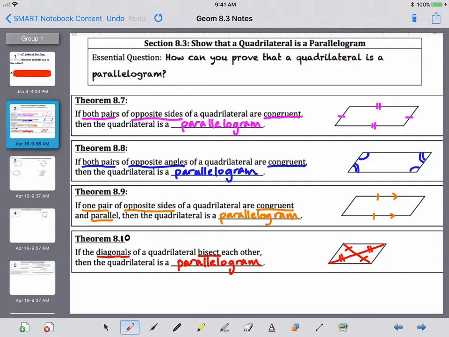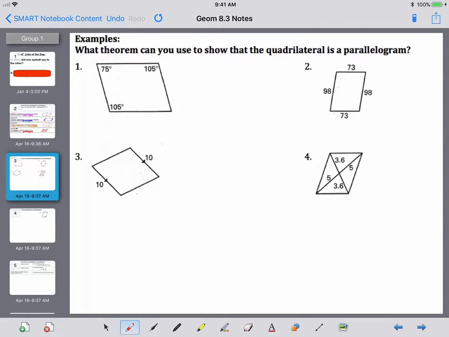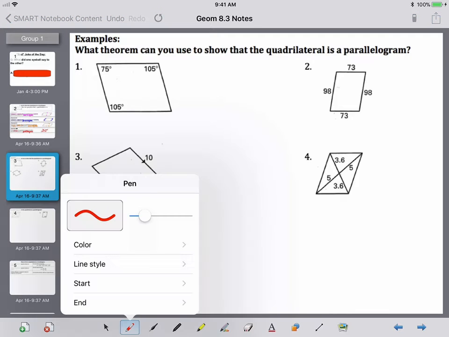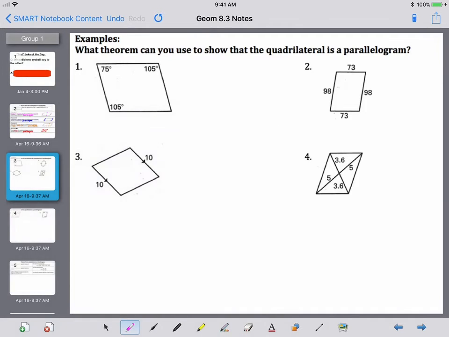All right, so now we're going to look at using these four theorems to show whether or not we think a quadrilateral really is a parallelogram. In numbers 1 through 4, we're going to pick which of those four theorems will show that these are parallelograms. So our first shape, well, I know this has four sides. So in a previous lesson, lesson 8.1, we learned that if it's got four sides, it's a quadrilateral, these four angles have to add up to 360 degrees.